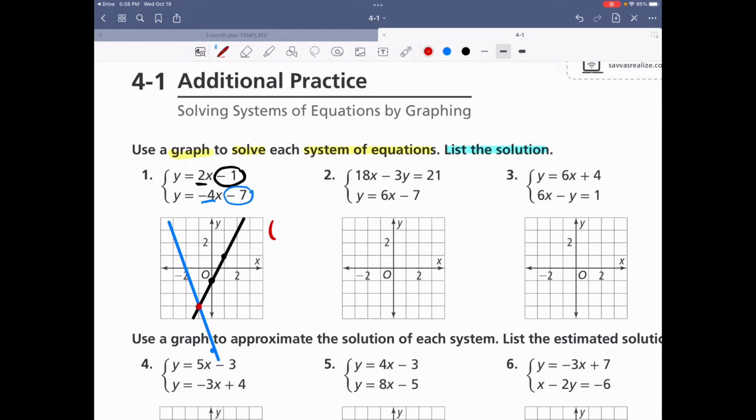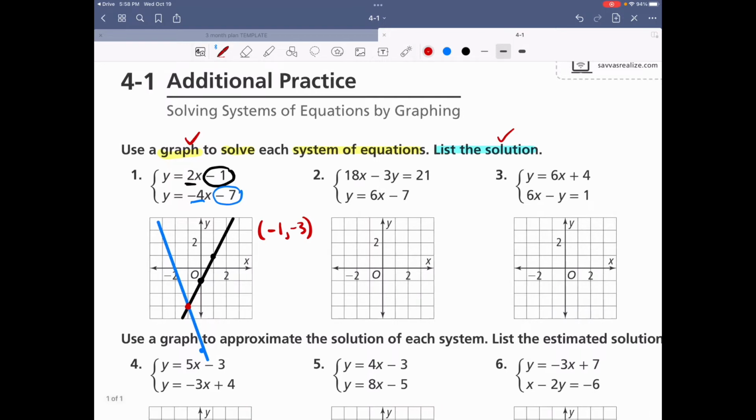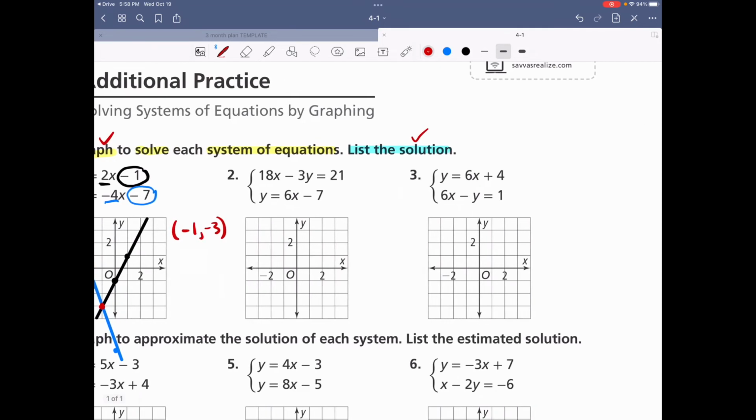So that's -1, -3, where they cross. Right, and that's the answer to number 1, both parts. We graphed it, and we listed the solution. Number 2 is going to be a little bit trickier because they gave it to us in standard form. They didn't give it to us in slope-intercept form. So I'm going to show you how to make that into slope-intercept form.